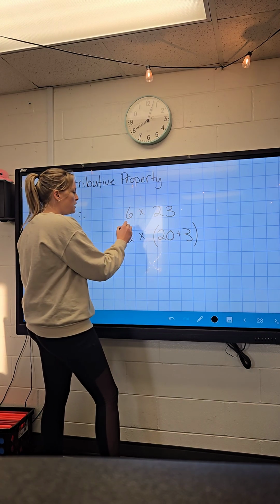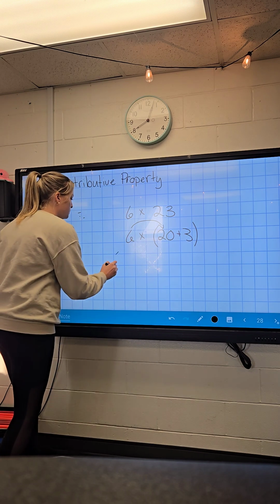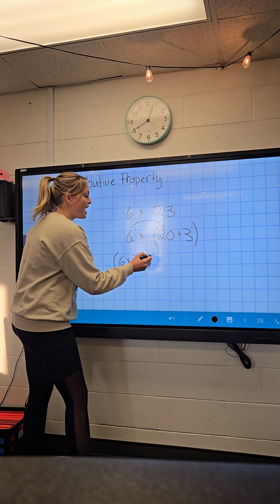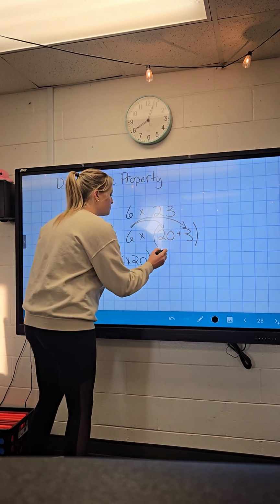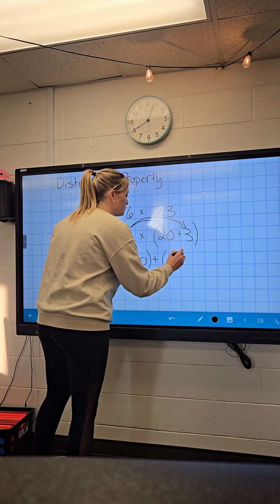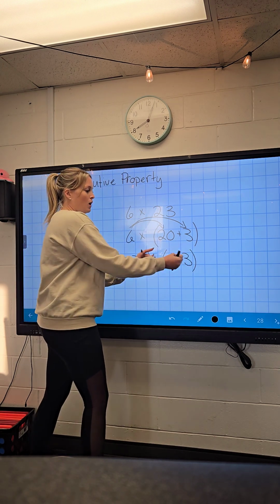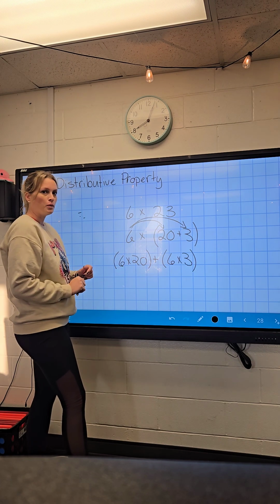So I'm going to make sure that 6 multiplies by 20 and 6 multiplies by 3. And I made sure to put them in parentheses so I know that they go together. So now I'm going to solve my multiplication problem.